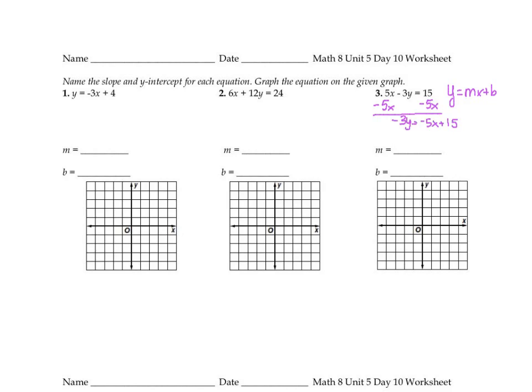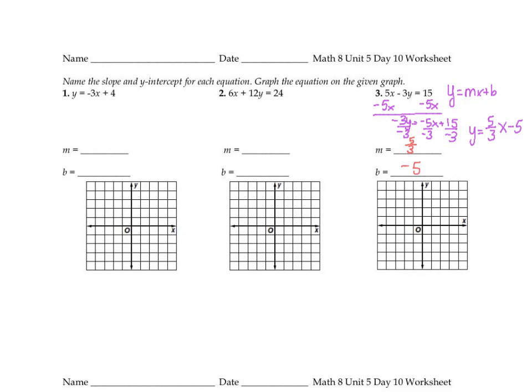Now we need to get y by itself. I see it has a coefficient of negative 3. In other words, that y is being multiplied by negative 3. The opposite of multiplying is to divide, so we're going to divide every single part by negative 3. That gives me y equals, remember a negative divided by a negative is a positive, so that just leaves me with 5/3. Bring down my x, 15 divided by 3 is negative 5.